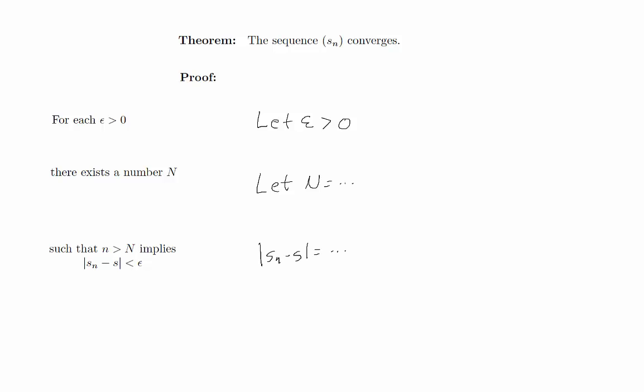The last part of the proof is a verification step. You need to show that the absolute value of s sub n minus s is less than epsilon given all the properties that you've developed so far. In class, we will work through examples from beginning to end so you can see how this process works.